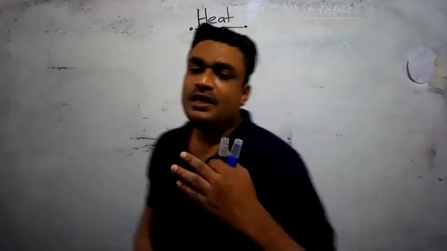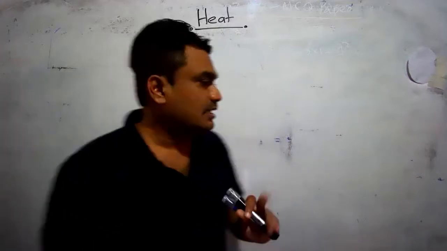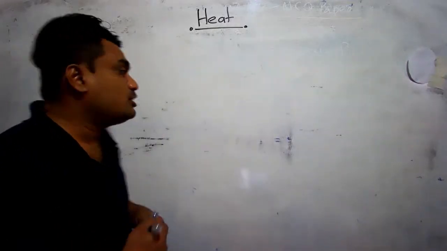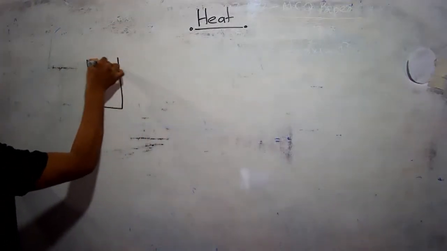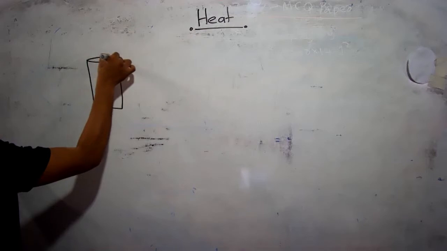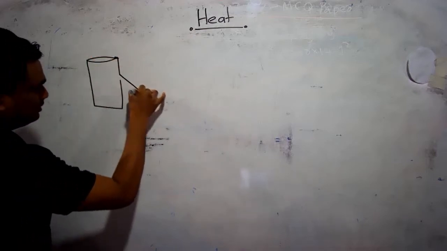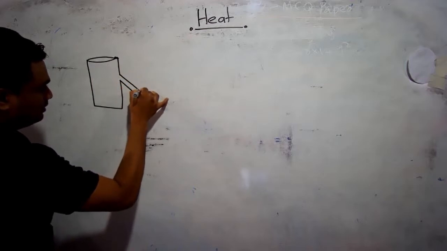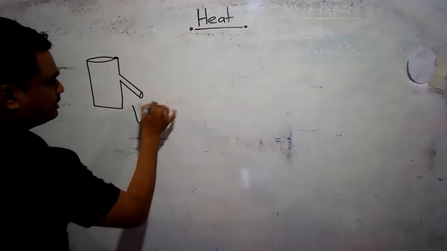So we have completed expansions of solids and expansions of liquids. But for expansions of liquids, I want to tell you something like this. Look at the board. Let's say there is a vessel, a small tube like this. And let's say this is the measuring cylinder.